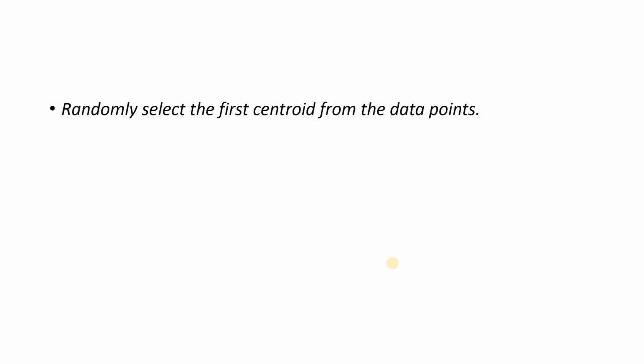Step 1, randomly select the first centroid from the data points. This single centroid selection is random. Like K-means algorithm, where we choose all the cluster centers randomly, here only one, the first cluster center, we are choosing randomly.